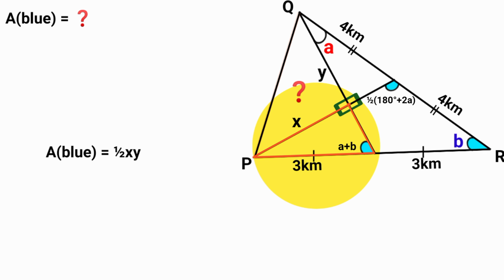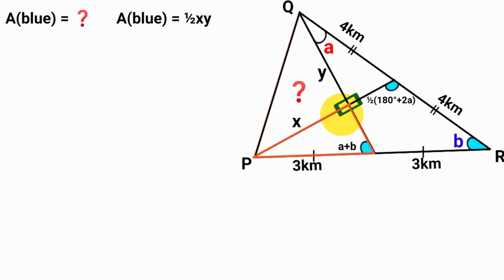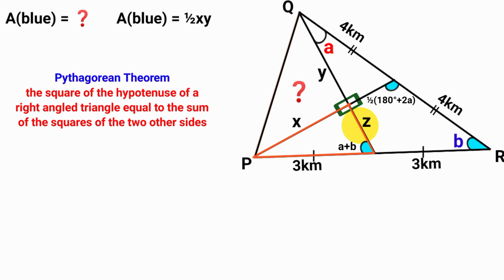Now look at this triangle. Because of this angle here, it is also a right angle triangle. We have the length of this side to be 3 kilometers. The length of this side is x, and this side, let's assume its length to be z. We can use the Pythagorean theorem on the triangle. The Pythagorean theorem states that the square of the length of the hypotenuse of a right angle triangle is equal to the sum of the squares of the length of the two other sides. The hypotenuse is the side facing the right angle, which is this here.